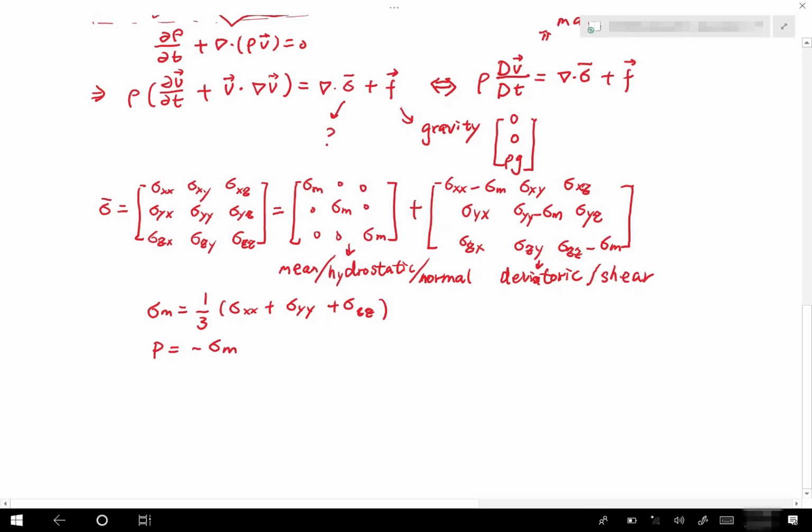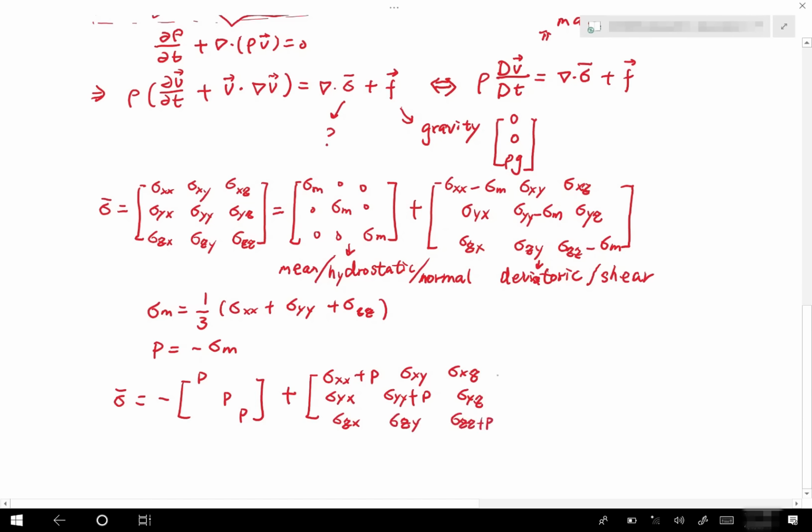So then, because of that, now we can write it in the same way. So sigma should be the negative of P plus sigma xx plus P, sigma xy, sigma xz, sigma yx, sigma yy plus P and sigma yz, and sigma zx, sigma zy and sigma zz plus P.